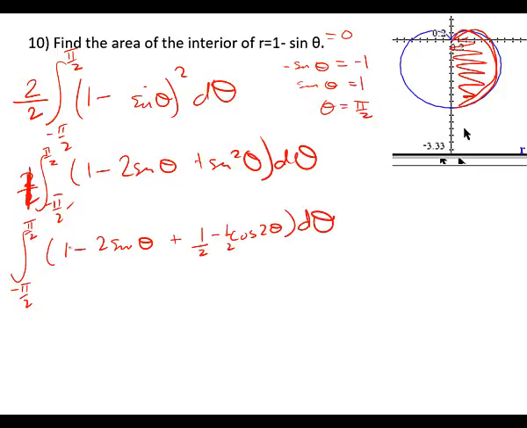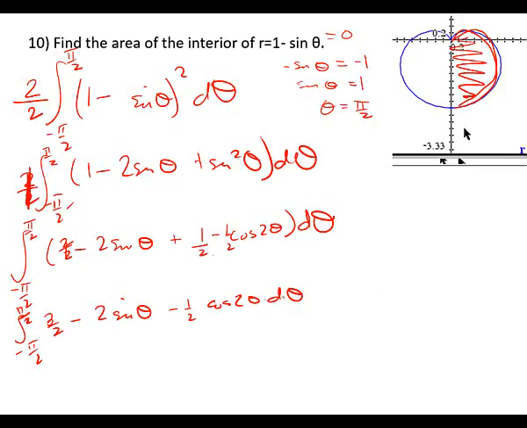All right, so this would be 2/2. What's 2/2 plus 1/2? So what do we end up with, guys? 3/2 minus 2 sine theta. That's okay to have an improper fraction. Minus 1/2 cosine 2 theta d theta.